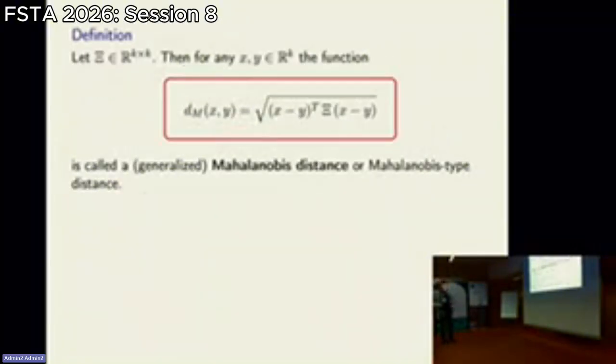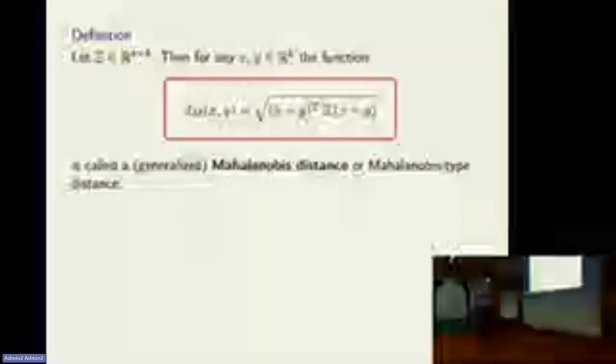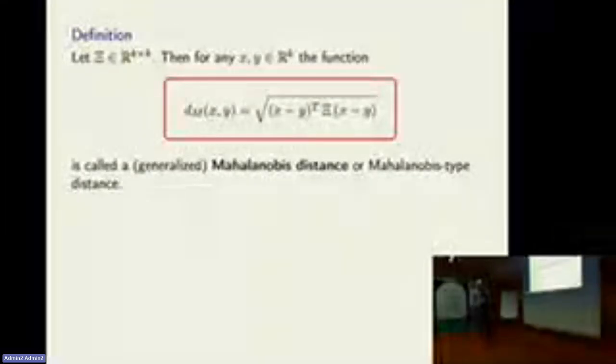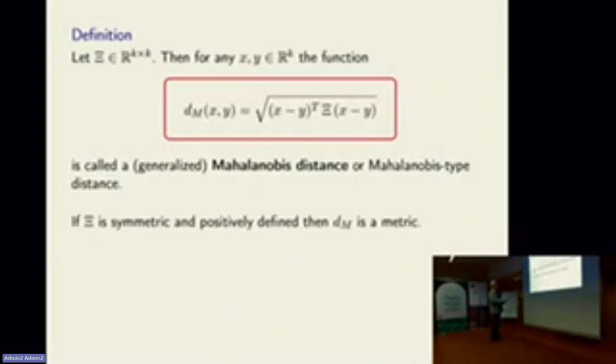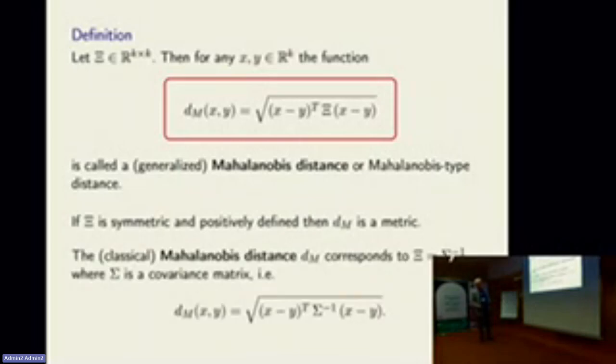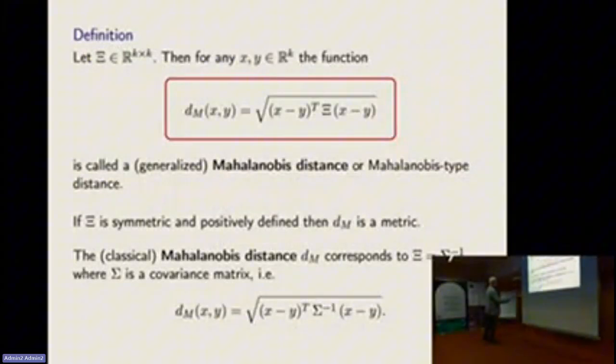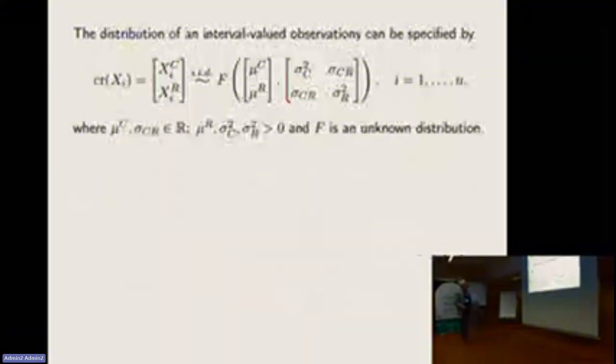And I propose to consider a test and confidence interval construction based on the well-known Mahalanobis distance. This is a general formula for Mahalanobis distance. Here is a matrix, and if this matrix is symmetric and positive definite, this d_M is simply a metric, because otherwise not necessarily. What we are mostly used to is if here we have just the inverse of the covariance matrix. Okay, and I'll later on consider such constructions.